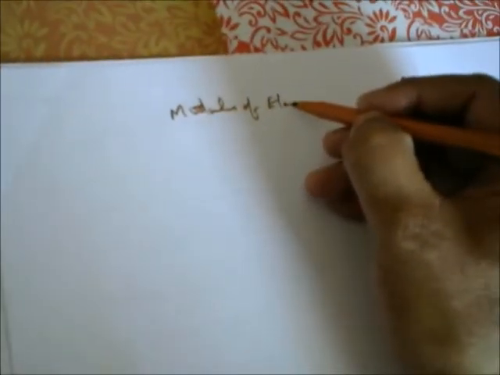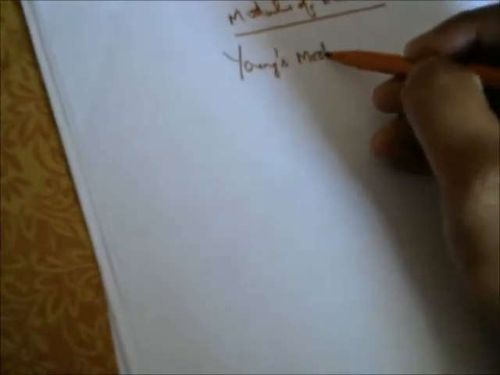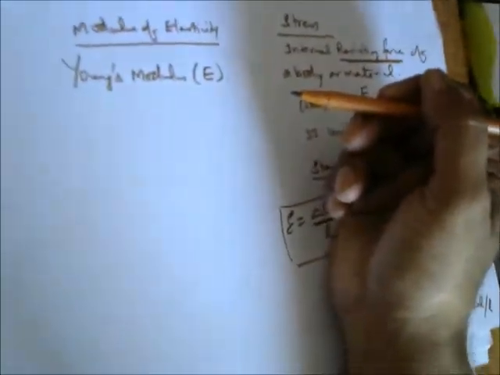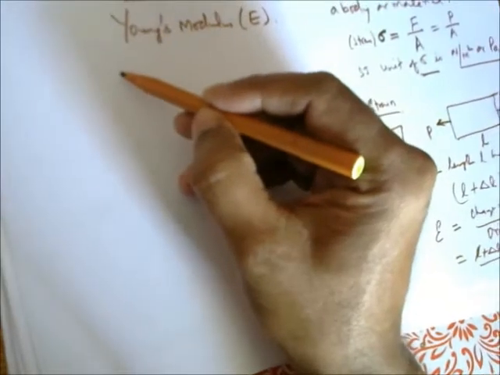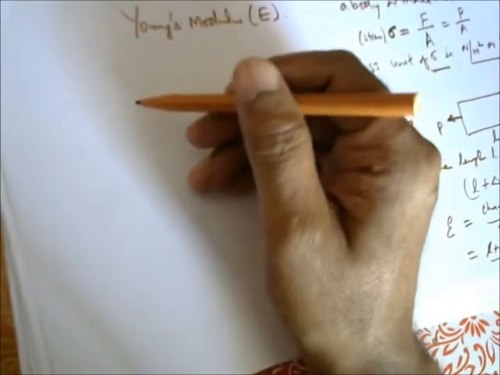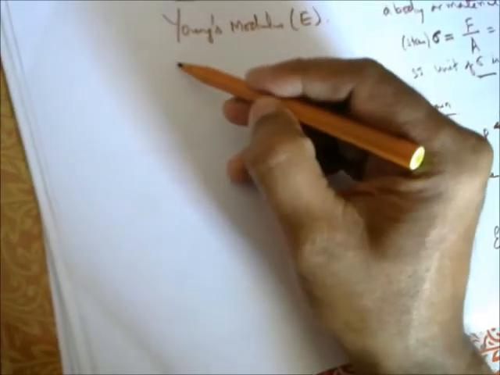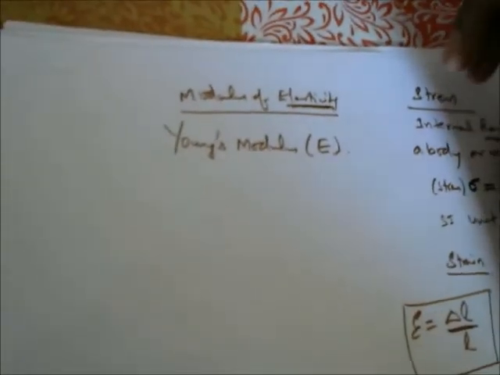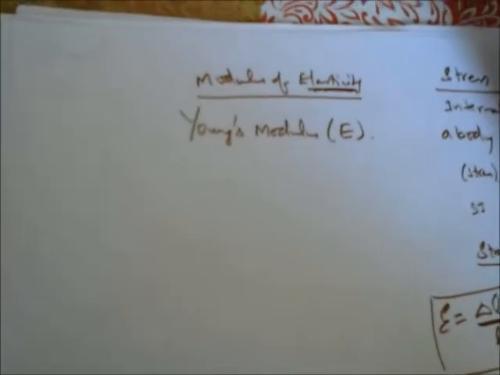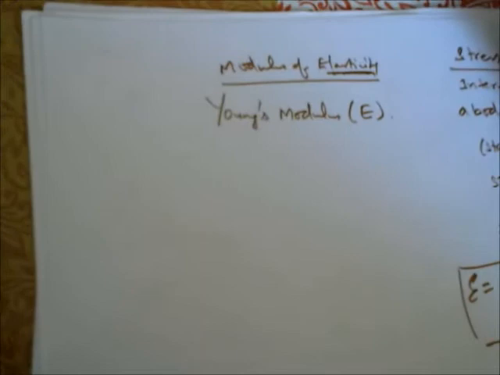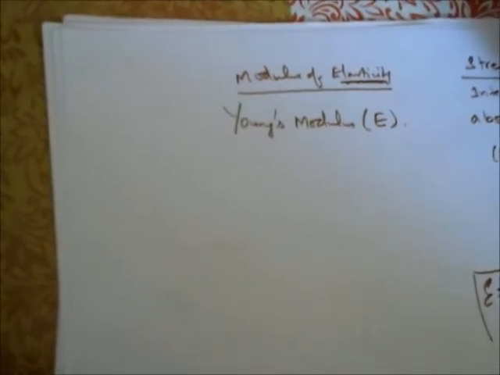Modulus of elasticity, which is also called Young's modulus, denoted by E. Before that, I should tell you about elasticity. What is elasticity? See, each and every body is elastic in nature to some extent.